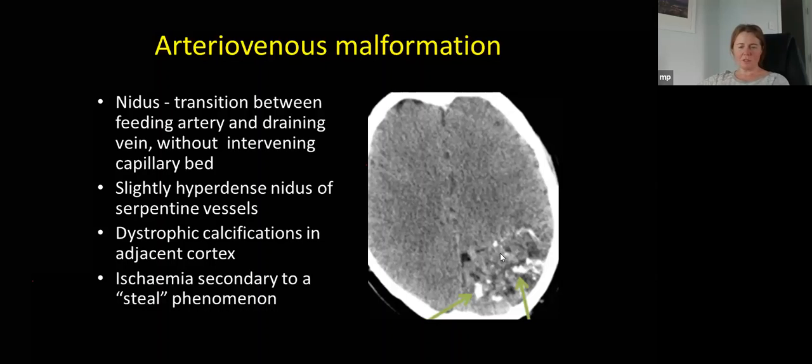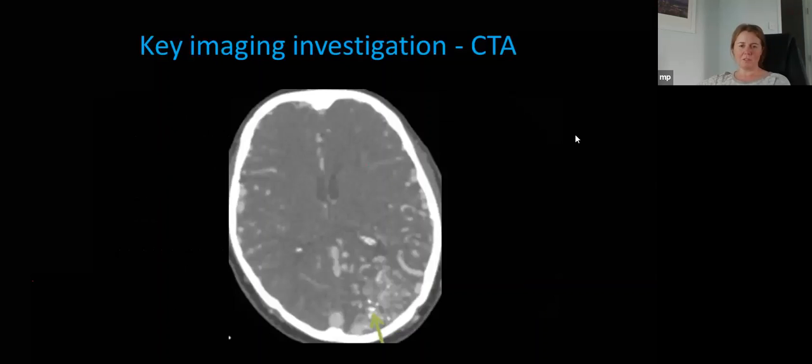But what you do see is a little bit of atrophy, and that can be due to what's called a steal phenomenon, producing some ischemia. So if you have a combination of dystrophic calcification and what looks like volume loss, you think, okay, AVM. So what would your next test be? Well, again, you would do a CT angiogram.